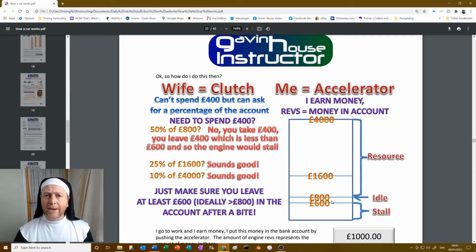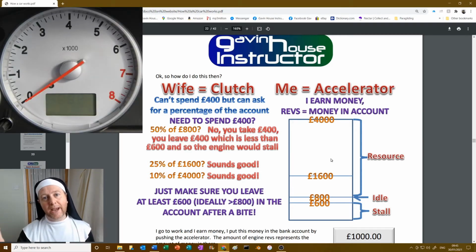Gavin goes to work and he earns money. He puts more money into the bank account. So as you push the accelerator, you put money into the bank account, and the rev counter on the engine just purely displays how much money you have in the bank account.